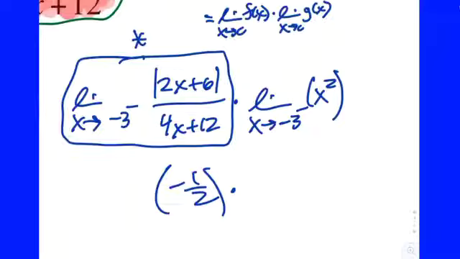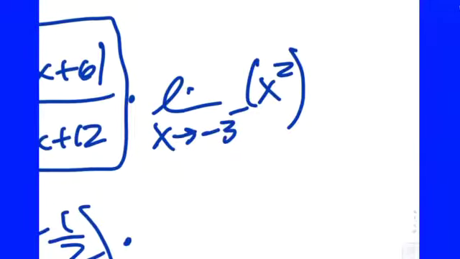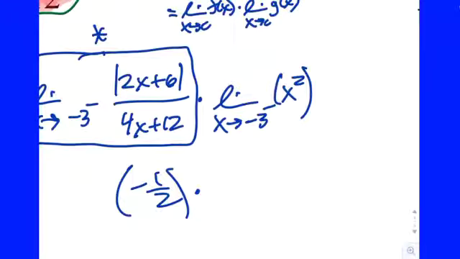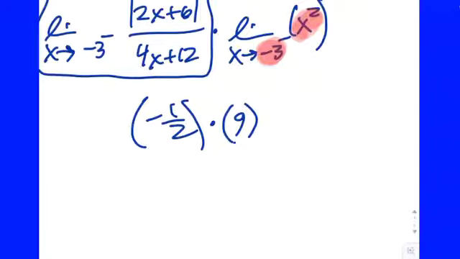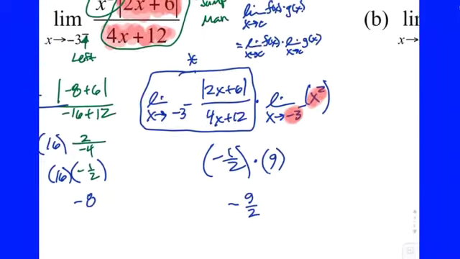But then how do I evaluate this limit? I don't plug in a -4, right? What have we been doing? I plug in a -3, and I get +9. So the answer, the real answer, is -9/2 or -4.5.